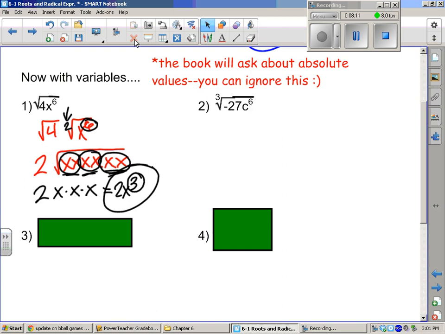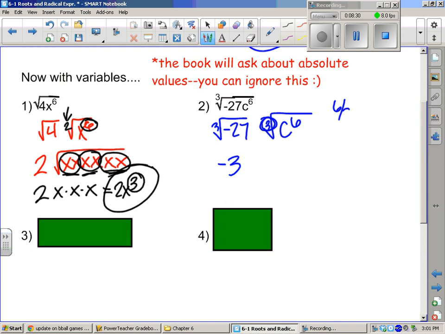Here's another one. So this one's cubes. So we're going to split it up. Cube root of negative 27, and then cube root of c to the 6th. So cube root of negative 27, that is the kind that you keep the sign, so it's just going to be negative 3. And then c to the 6th, this time I'm looking for groups of 3, or, like you said, we could do 6 divided by 3. You should get 2 groups, so that means negative 3c squared.